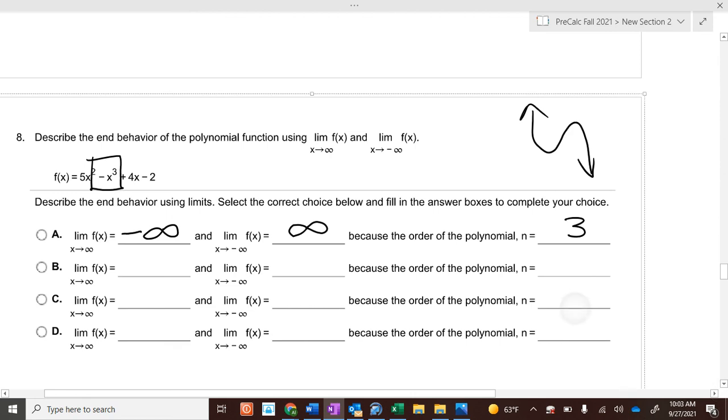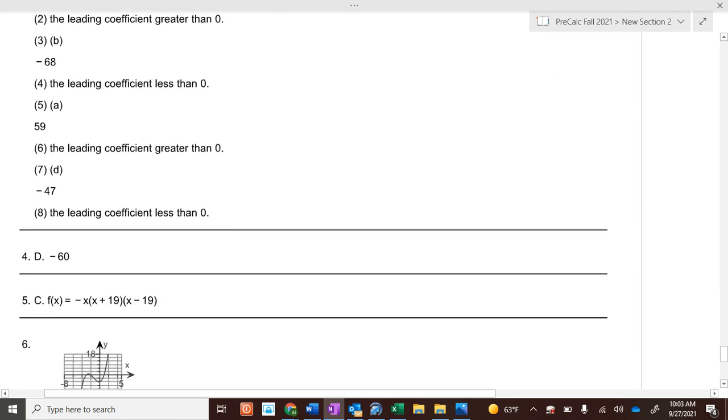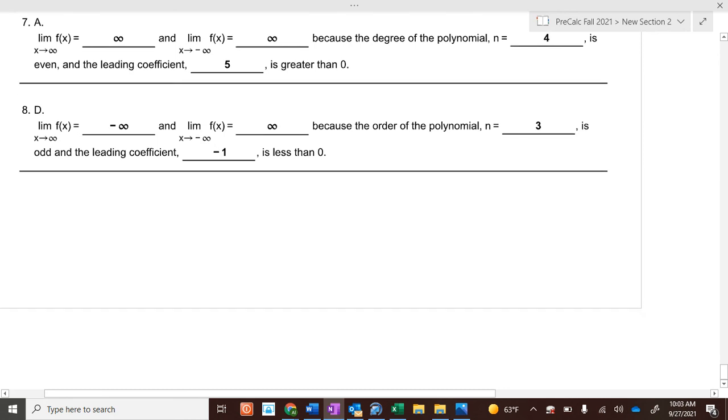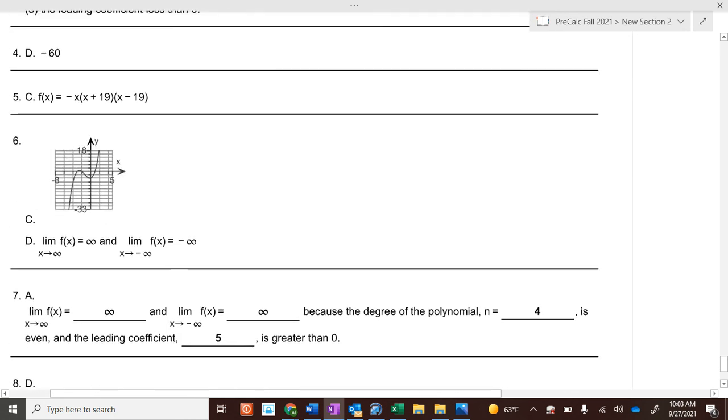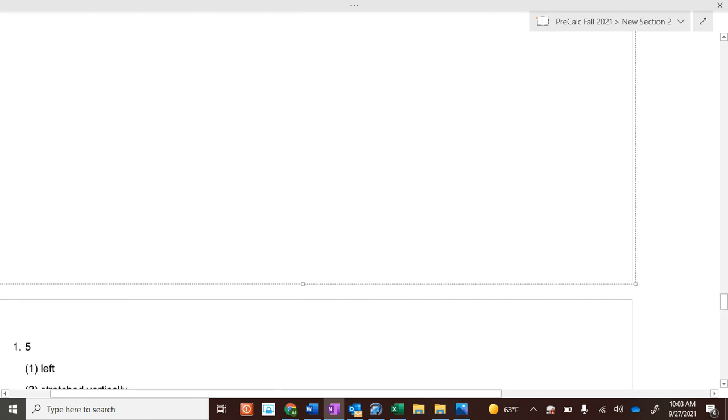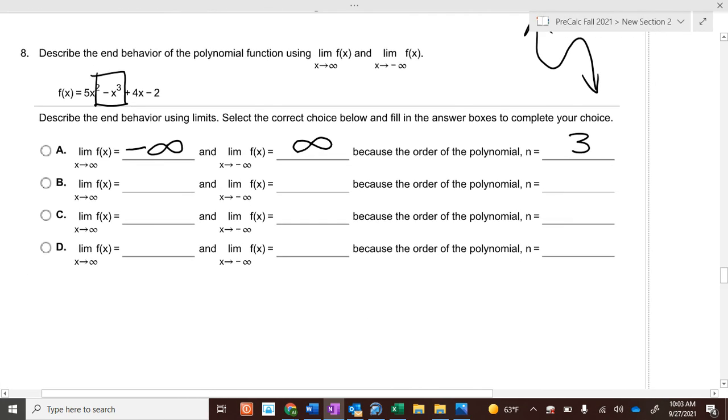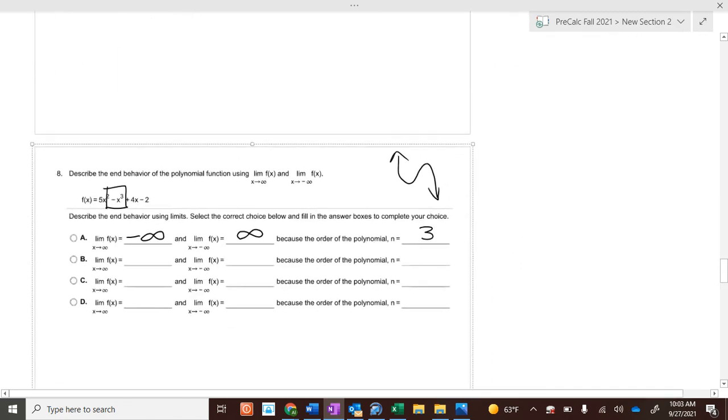I think that's how they want us to answer number 8. Let's look. The degree is 3, and the leading coefficient is -1. I don't see where they even asked about the leading coefficient because it probably went off the paper.